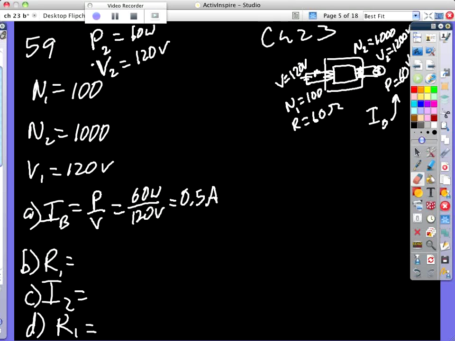We are given that there is a 60 ohm resistor, and the voltage is 120. So we're supposed to solve for the current. So I is V over R. That's going to be 120 volts over 60 ohms, which gives us 2 amps.